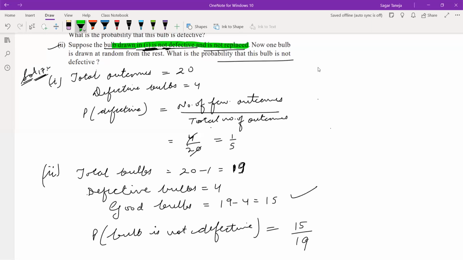Is it clear from this line? Suppose the bulb drawn in the first case is not defective and it is not replaced. You have not replaced the bulb in the lot. You have put that bulb aside and that is a non-defective bulb. So number of defective bulbs are still 4, but good ones are now 15. Means total bulbs are 1 less now because you have not replaced that bulb in the lot again. So there are 19 bulbs only and out of that 4 are defective and 15 are good ones.